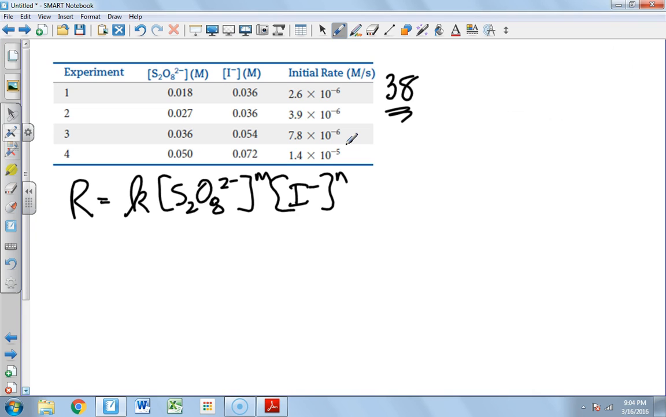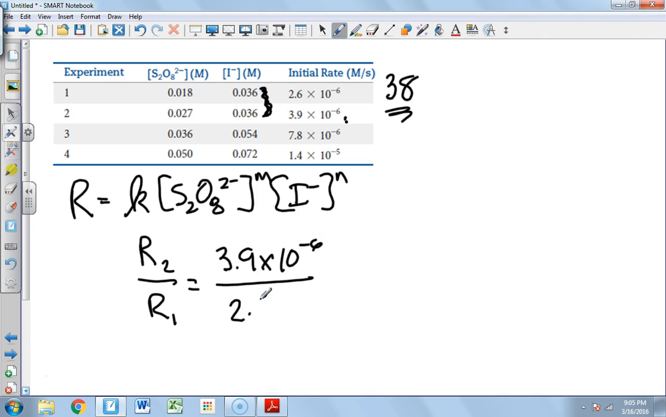Okay, so how are we going to solve this? Well, we're going to compare experiments 1 and 2, because in these two the iodide concentration is held constant, so it will cancel out. We're going to compare R2 to R1, and we always take the bigger one and put it on top. So this one's the bigger one: 3.9 times 10 to the minus 6 over 2.6 times 10 to the minus 6.